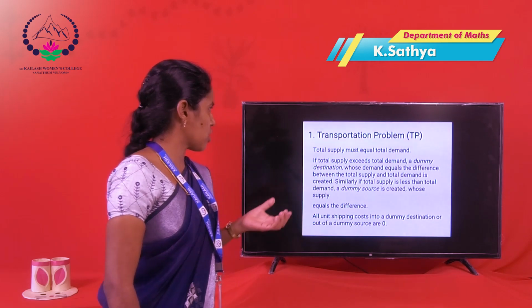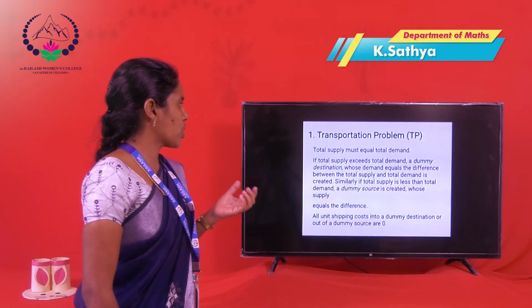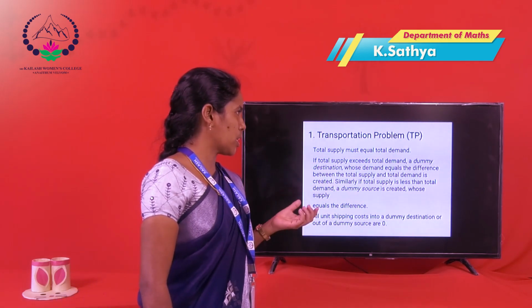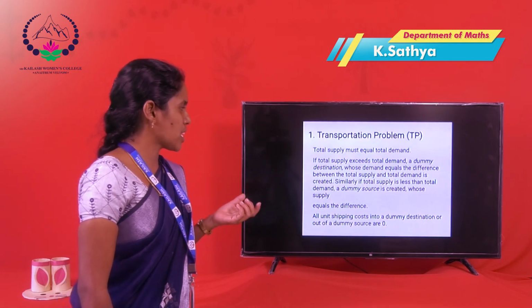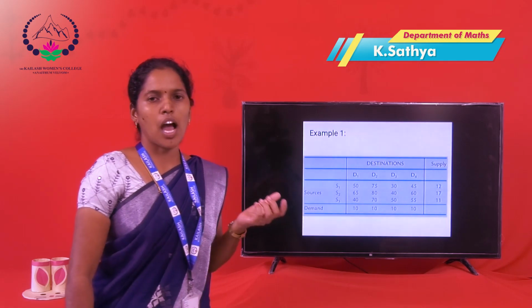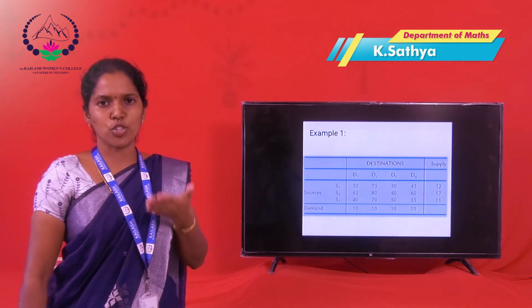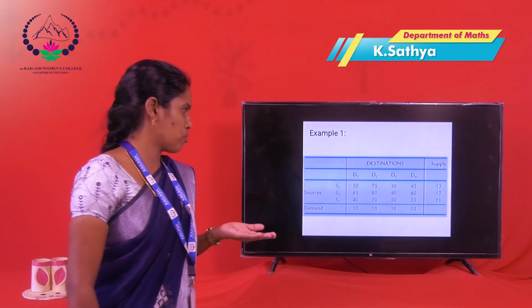The next condition of the transportation problem is that total supply must be equal to total demand. That is called the balanced transportation problem. Another one is the unbalanced transportation problem. An unbalanced transportation problem we have to convert into a balanced transportation problem.